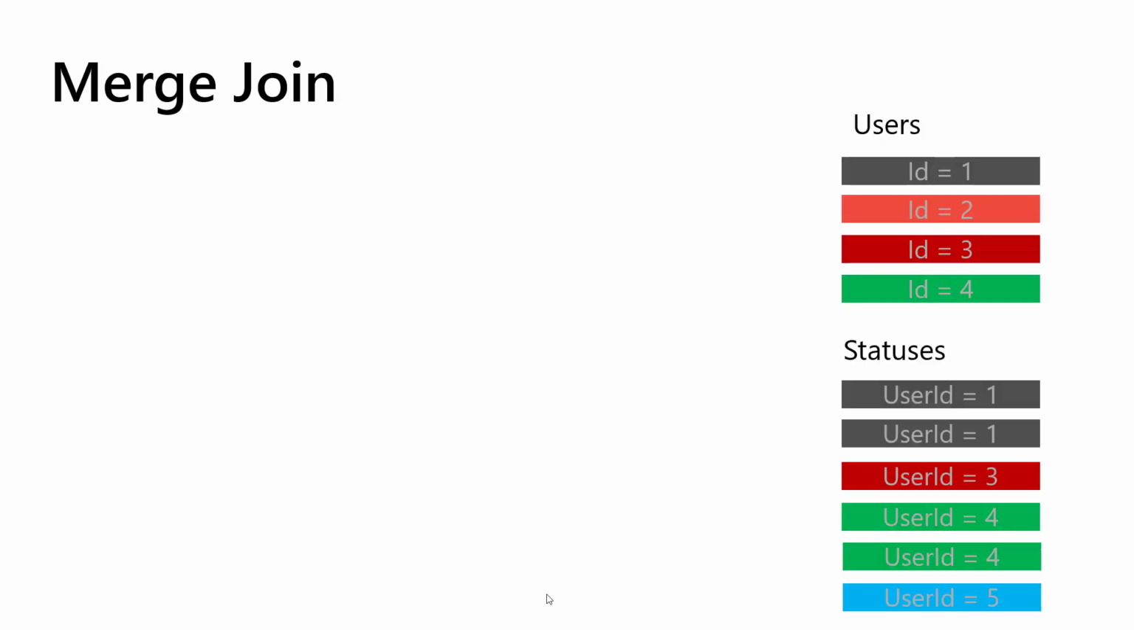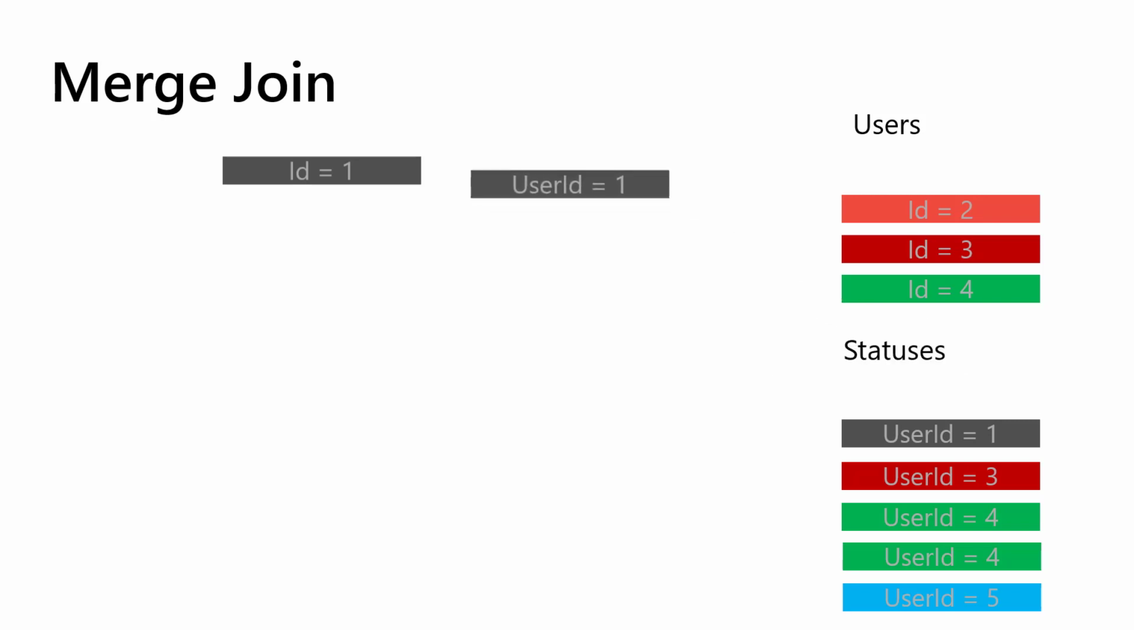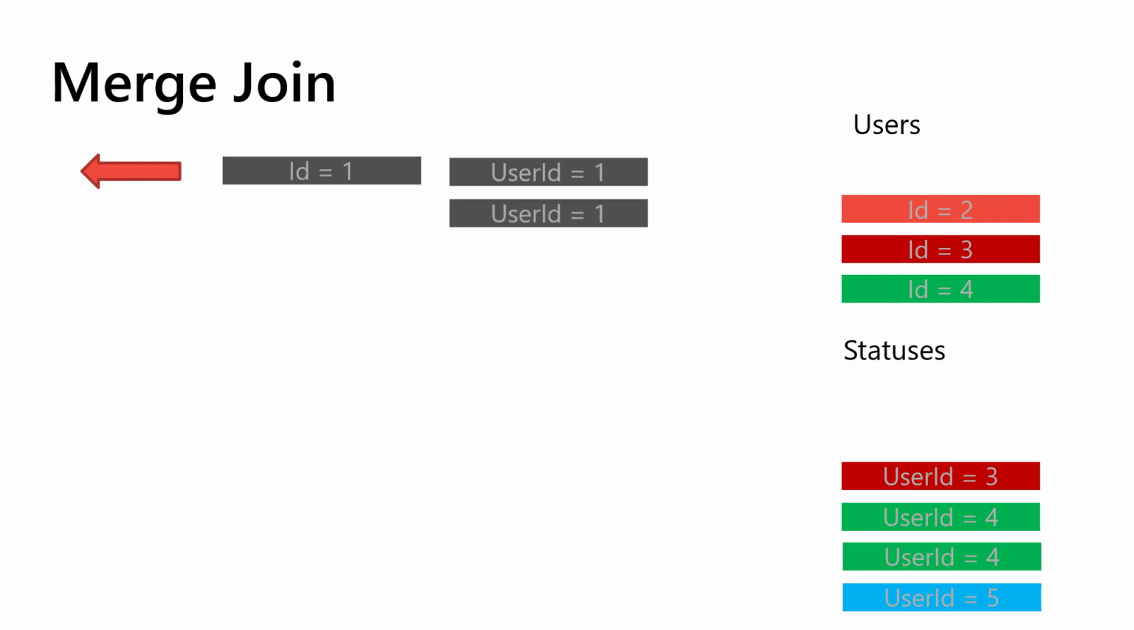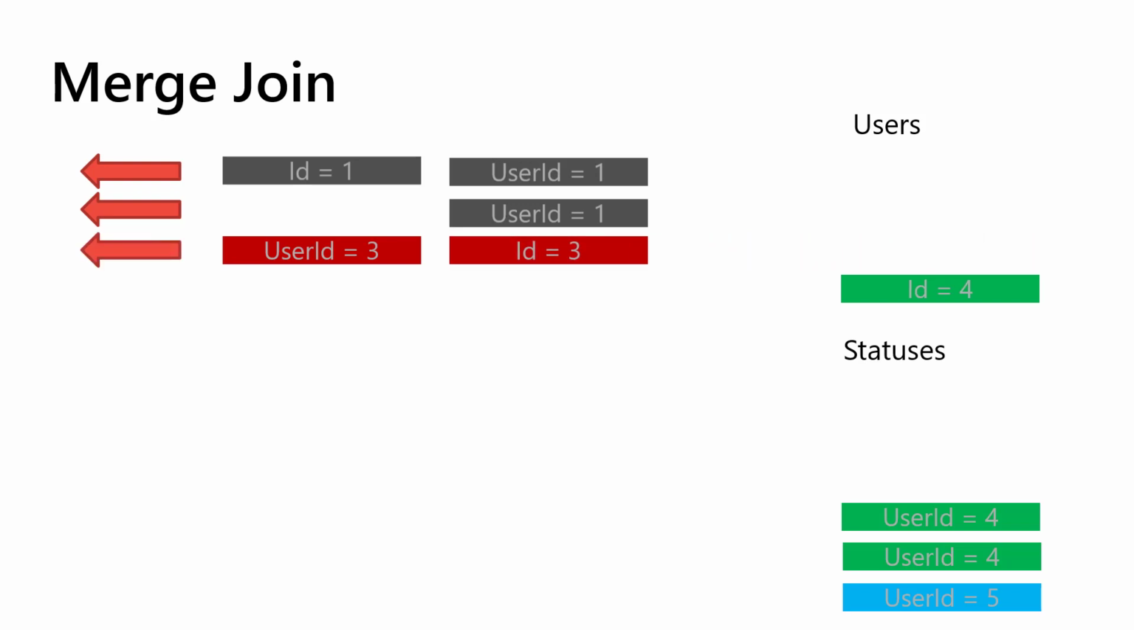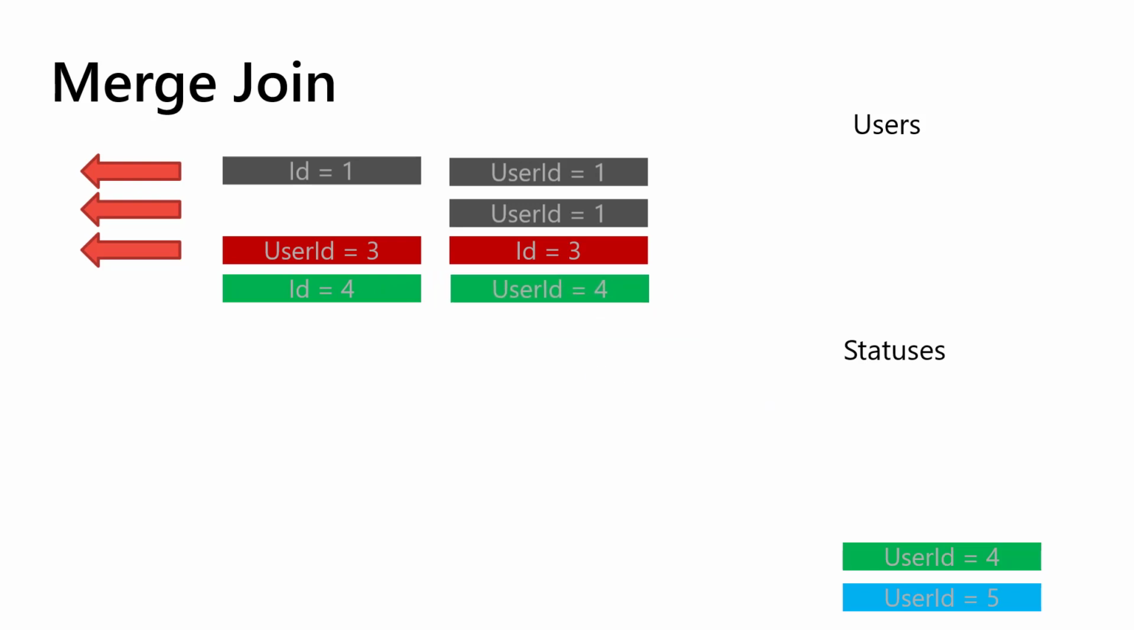Merge join has a prerequisite. Both datasets should be sorted. So here we are joining table users and table statuses by user ID. SQL Server starts scanning the first input, ID equal 1, then it starts scanning the second input. If there is a match, this row goes into the next operator in the pipeline. Match again, then a new value, user ID equal 3. And at this point, SQL Server switches back to the first input and continues scanning it again until a new value comes, user ID 4. Then it switches back to the second input and continues scanning it.